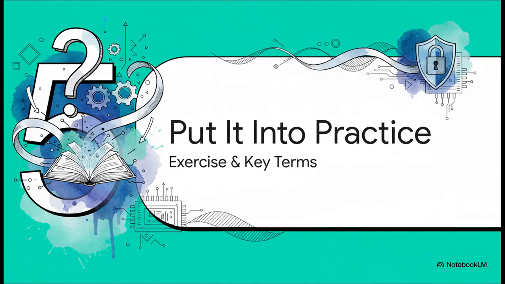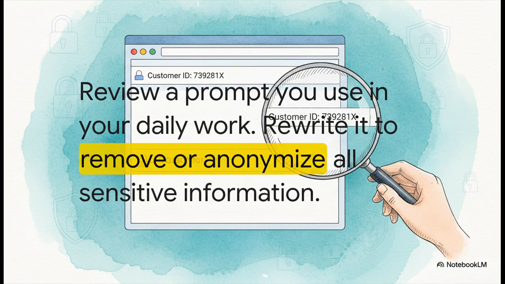All right, let's bring this all home and make it actionable. In this last section, we're going to do a quick challenge and then review the key terms we've talked about today. So here it is. Here's your call to action. I want you to think of a prompt you use pretty regularly in your day-to-day work. Maybe it's for drafting emails or summarizing reports, whatever. After this, take a good look at it and ask yourself, what sensitive info is in here? Then, try rewriting it using the masking or anonymization techniques we just covered.